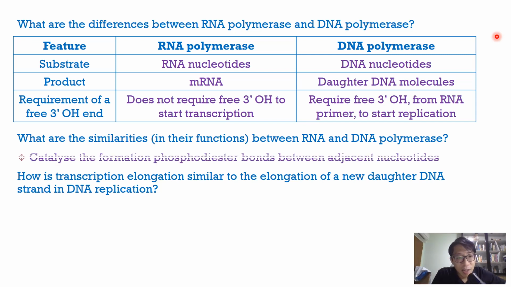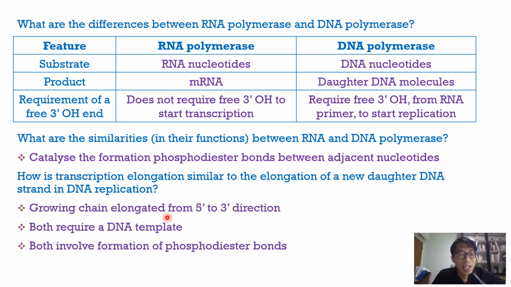Similarities: they both catalyze phosphodiester bonds between adjacent nucleotides. Of course, the nucleotides are different, one is RNA nucleotides, the other is DNA nucleotides, but in terms of formation of bonds, it's the same bond. The direction of elongation is the same as well, so both elongate in the 5' to 3' direction. Both require a template, and both involve the formation of the same kind of bonds, phosphodiester bonds. So just a consolidation there.